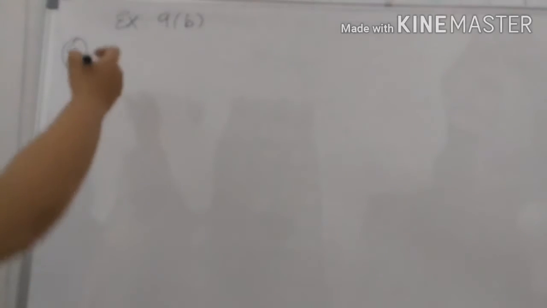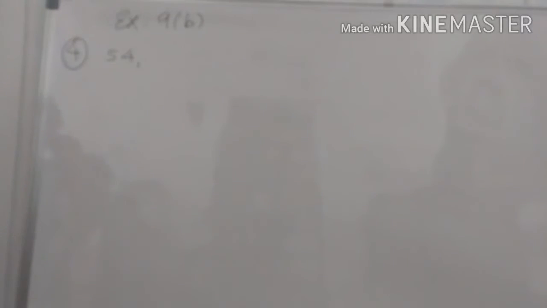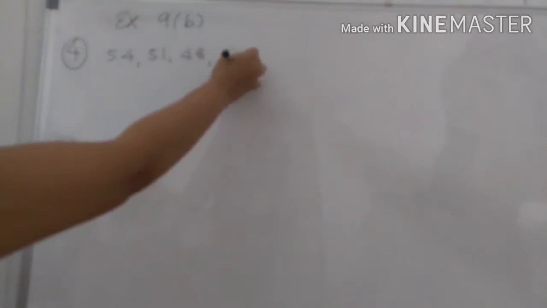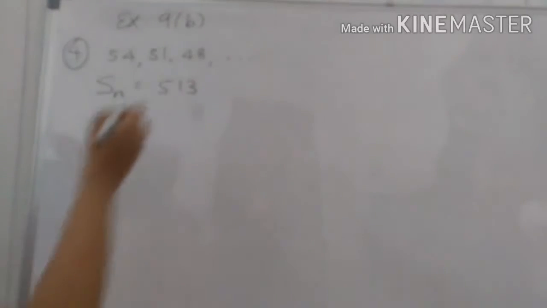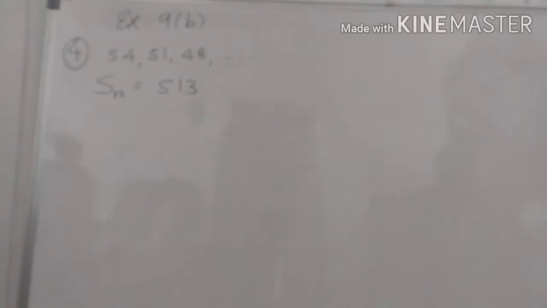Now taking exercise 9b, question number 4. I am reading the question from the textbook. How many terms of the AP 54, 51, 48 and so on should be taken so that their sum is 513? So here the AP is given as 54, 51, then 48 and so on. This is the AP given. And the sum is given, means Sn is equal to 513.